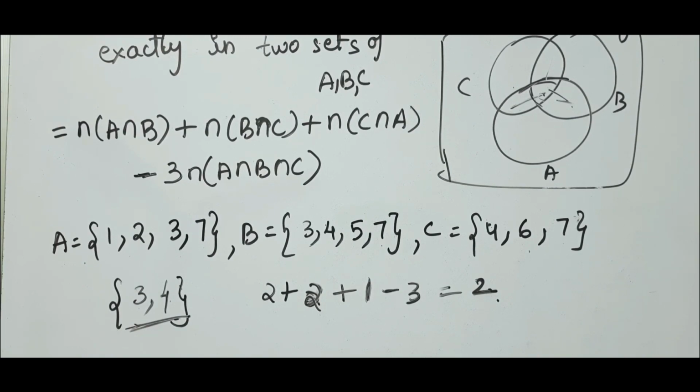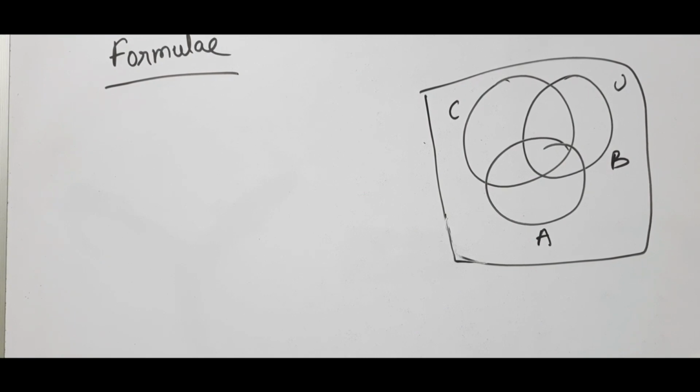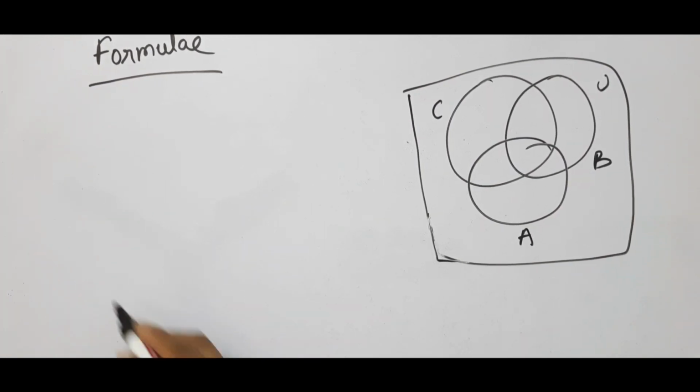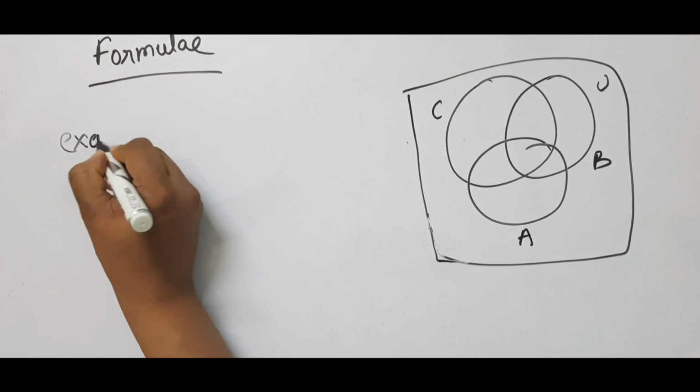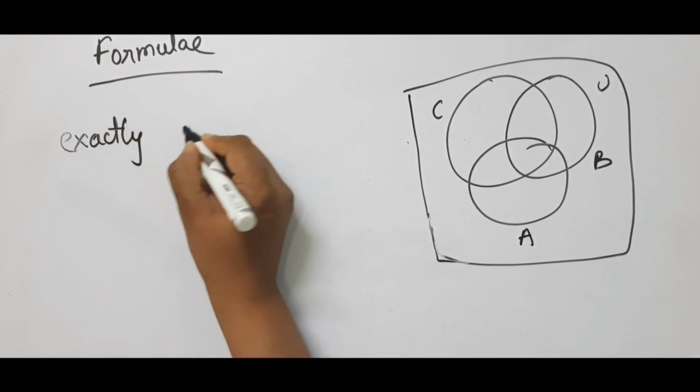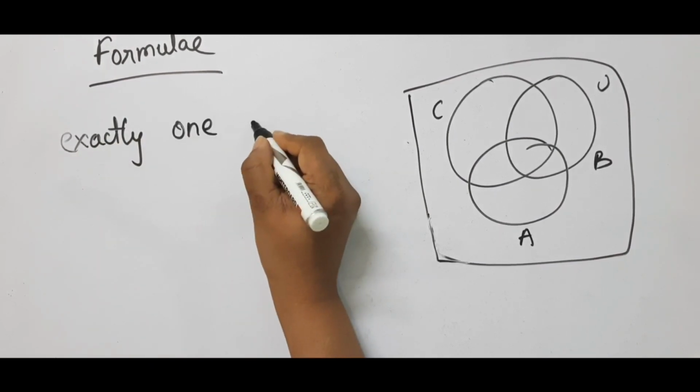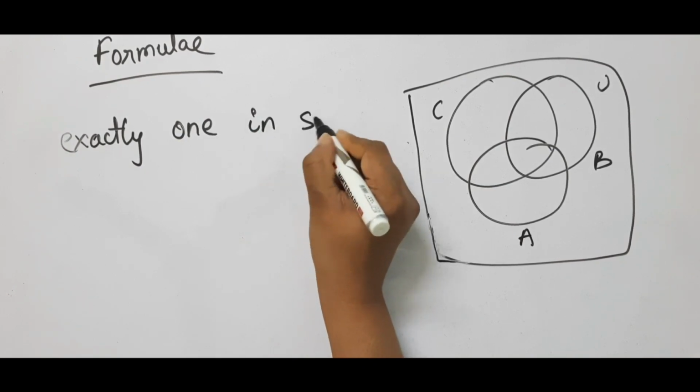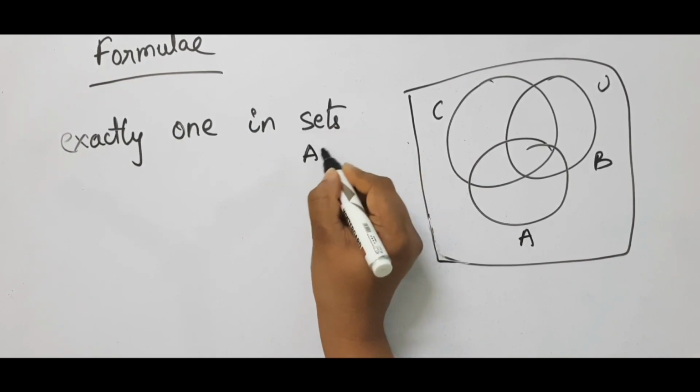Okay? Did you understand the logic behind this? Now let us go to the next point. Now, if we want exactly 1 element which is present in the sets A, B, C, that is exactly 1 element which is present in the sets A, B, C.